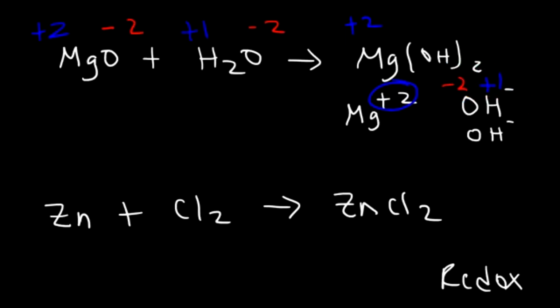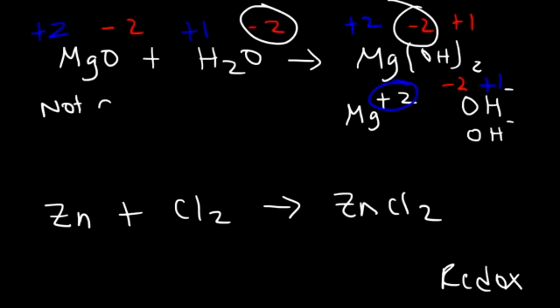So in magnesium hydroxide, oxygen is still -2 and hydrogen is +1. So notice that the oxidation state of magnesium did not change. It's still +2. The oxidation state of hydrogen is still the same. It's +1. And the oxidation state of oxygen has not changed. If the oxidation state does not change, that means there was no transfer of electrons, and so this is not a redox reaction.